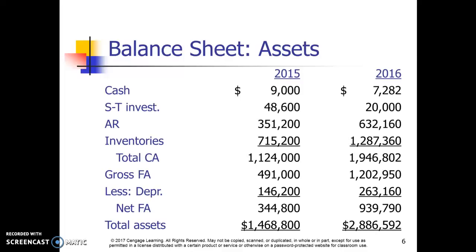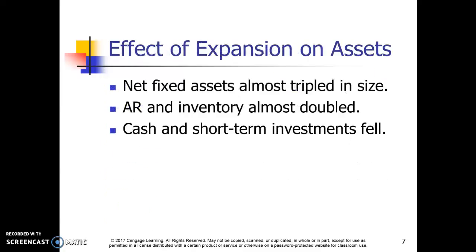So now let's look at the balance sheet on the asset side and see what it contains. It's going to contain our cash, obviously. And then we've got accounts receivable, we got inventories, so our total current assets, right, 1.1 and then 1.9 the next year. Our fixed assets, we can see that those went up greatly year over year. And then you've got your depreciation. And then we end up with our total asset number. So that grew dramatically from year to year. So effect of the expansion on assets, we had our net fixed assets almost tripled, accounts receivable and inventory doubled, and then our cash and short-term investments fell.